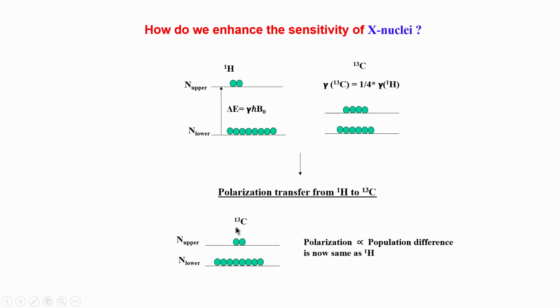What does it mean when I say it is artificial? It means that if I leave this carbon 13 alone after the transfer, it will go back to its original population difference. This population difference is the equilibrium value for carbon, whereas this is something we artificially created. By T1 relaxation, it will go back to its original population. But before it goes back completely, we can use the newly created higher polarization to do the experiment.